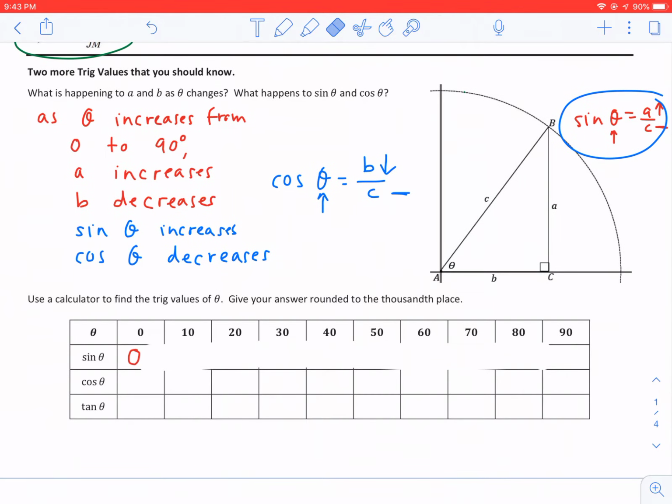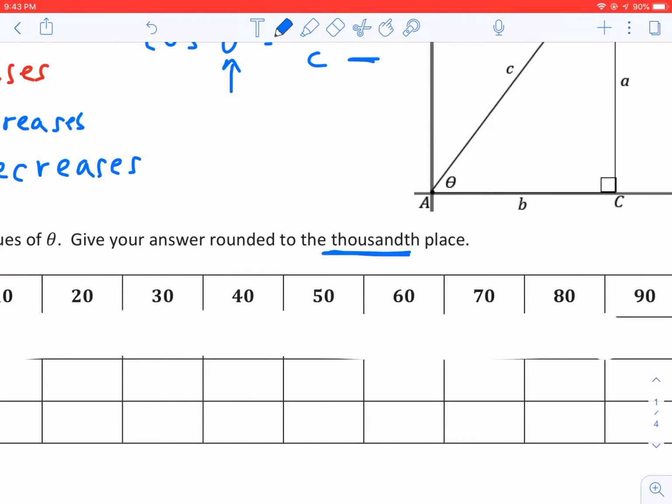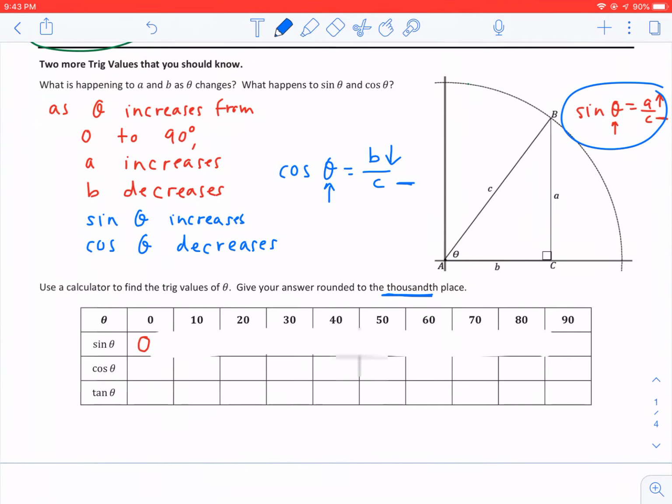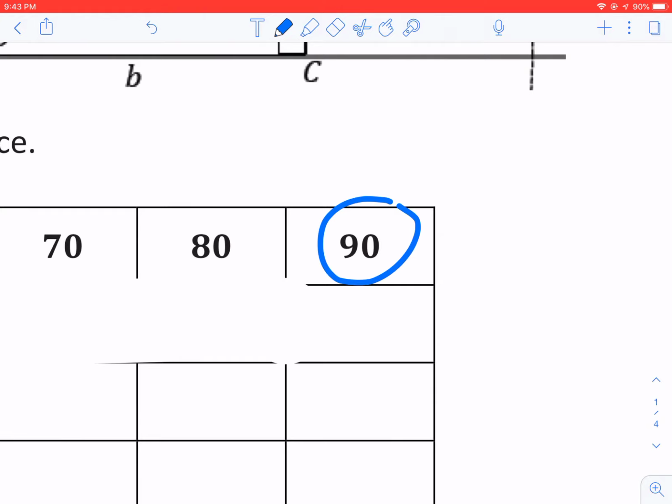All right, so you're going to need a calculator. So grab your calculator, and using your calculator, calculate these trig values. So you're going to type in sine of 0, sine of 10, sine of 20, sine of 30. Just get some practice doing it, and we're going to round everything to the thousandths place, 3 decimal places. And before we do it, let's also talk about sine of 90.